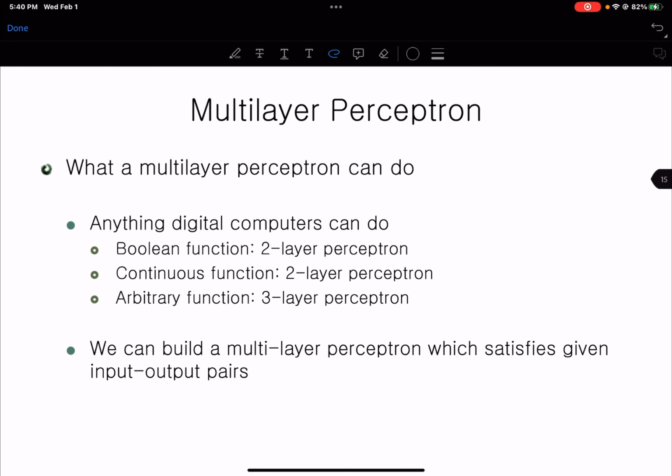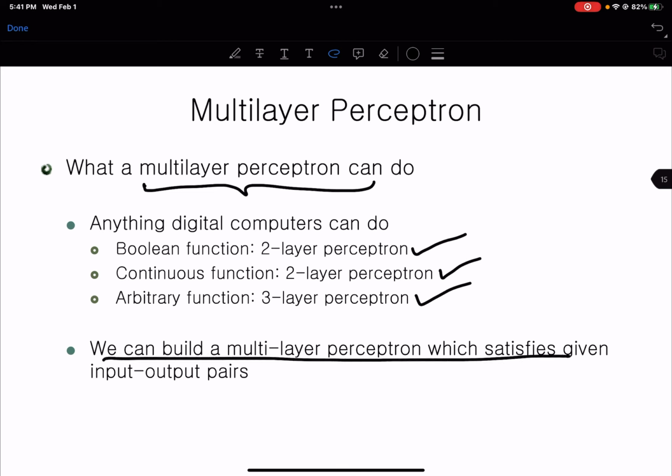What we studied were some of the functions that we can define. For example, for a Boolean function, we defined a two-layer perceptron. For a continuous function, we would need again a two-layer perceptron. For an arbitrary function, maybe we will need a three-layer perceptron. We can build our own multi-layer perceptron, which gives us the required input-output pairs.